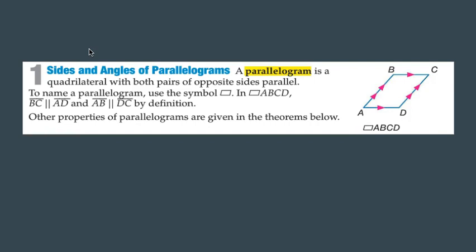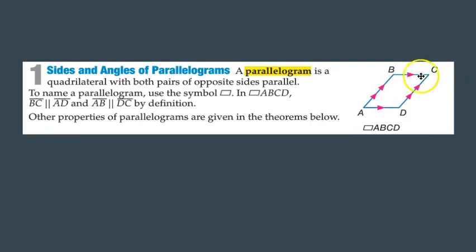Alright, let's go over a parallelogram. A parallelogram is a quadrilateral with both pairs of opposite sides that are parallel. So in our case we have AB, which is parallel to side CD or DC. Then we also have side AD, which is parallel with side BC. We have two pairs. Those are our two pairs.